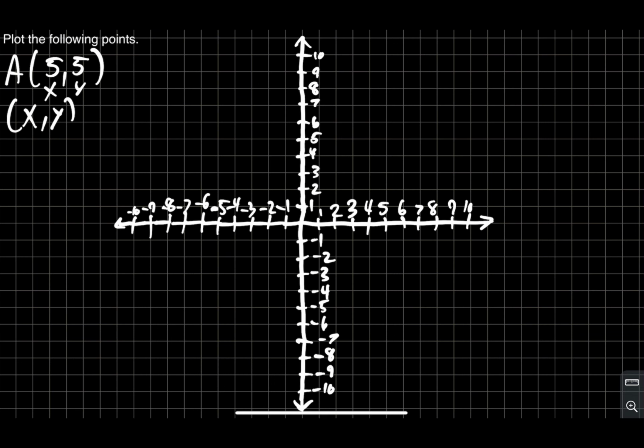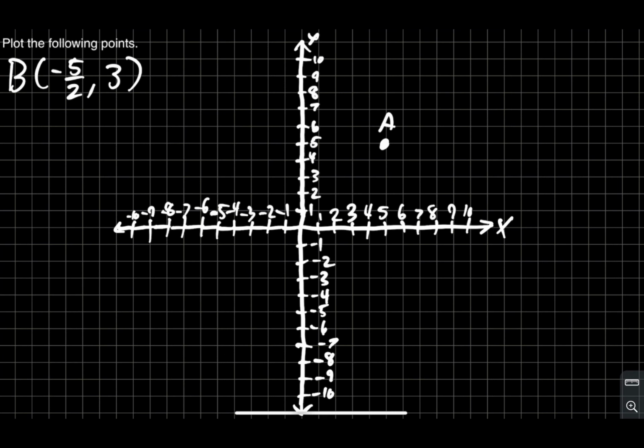Now, for your axes, the one that's horizontal, the one that goes from left to right, that is your x-axis. And the one going up and down is your y-axis. So here, for point A, it says the value of x is 5, and the y value is 5. So your x value is going to be 5, which is right here, and your y value is going to be 5. So they're going to meet up right there. So we can write a point right there, and we can label it point A.